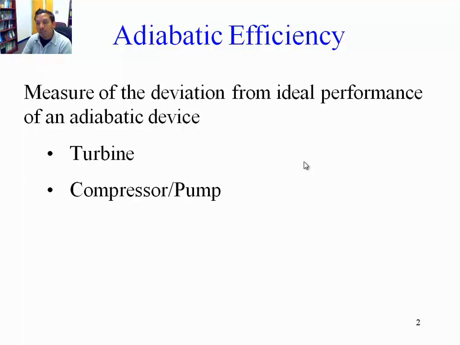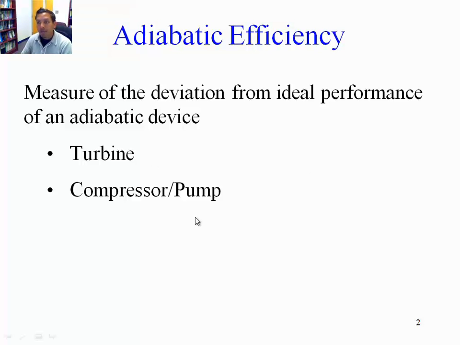On the other hand, compressors are power consumption devices, so are pumps. Pumps and compressors are the same. The only difference between the two is that compressors operate on compressible fluids and pumps operate on incompressible fluids. But both are power consuming devices. So the power is negative. The work is input. The work is done on the system, so it's negative. So they would ideally require less power than they would actually require. So the adiabatic efficiency in both of these cases, the turbines and compressors, is actually defined inversely.